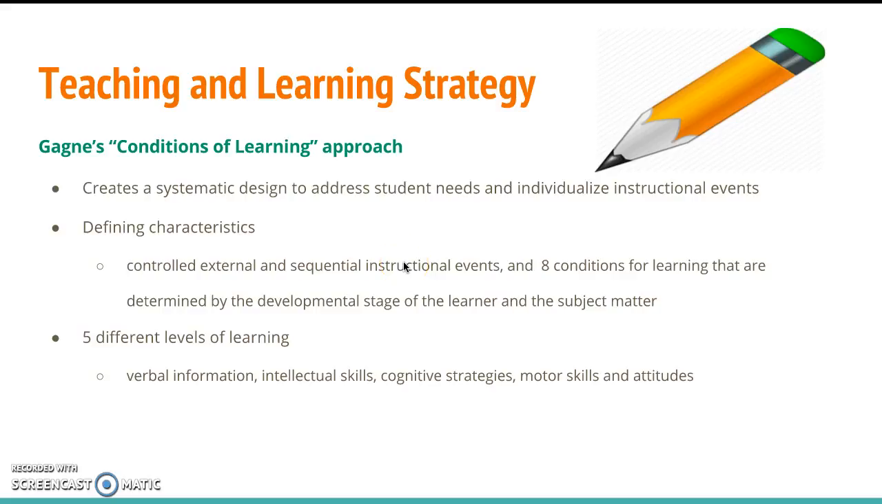This unit focuses on Gagne's conditions of learning approach. It creates a systematic design to address students' needs and individualize instructional events. It defines characteristics, controlled external and sequential instructional events, and 8 conditions for learning are determined by the developmental stage of the learner and the subject matter. There are 5 different levels of learning: verbal information, intellectual skills, cognitive strategies, motor skills, and attitudes.